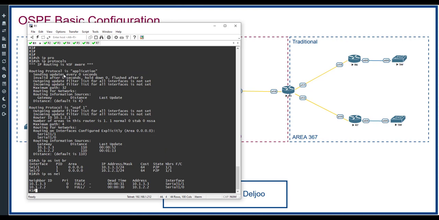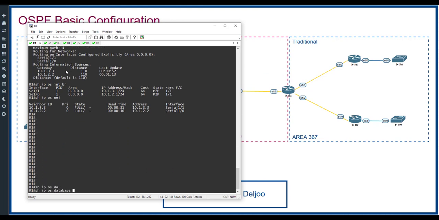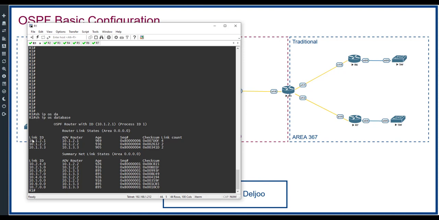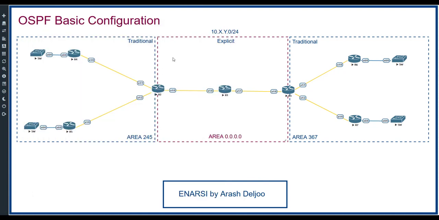Okay, router 1 is the internal router of the backbone area, show IP OSPF database. We have similar information with router 2 and router 3 about area 0. Actually, we know that in one area we have the same information between the routers, but in different areas we have different information because we have different topology.